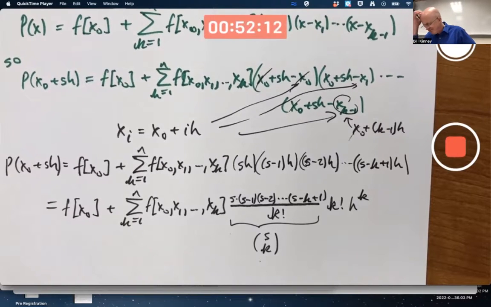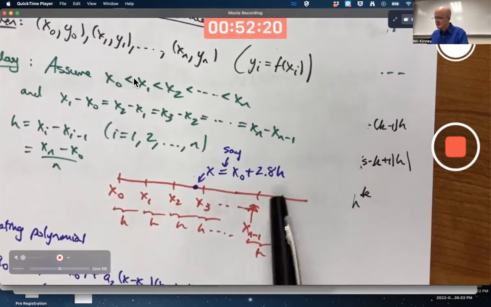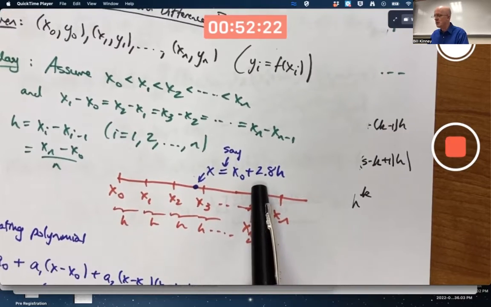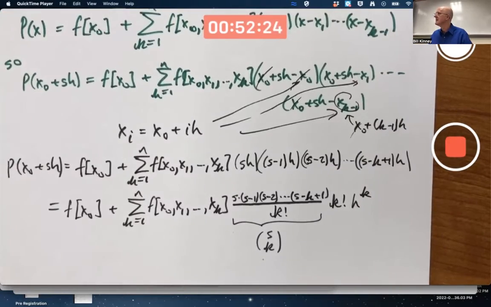But wait a minute. How can that be s choose k? s, like for this picture, is 2.8. How can you do 2.8 choose k? Is that allowed? Yes, though not in the way we usually think about combining.